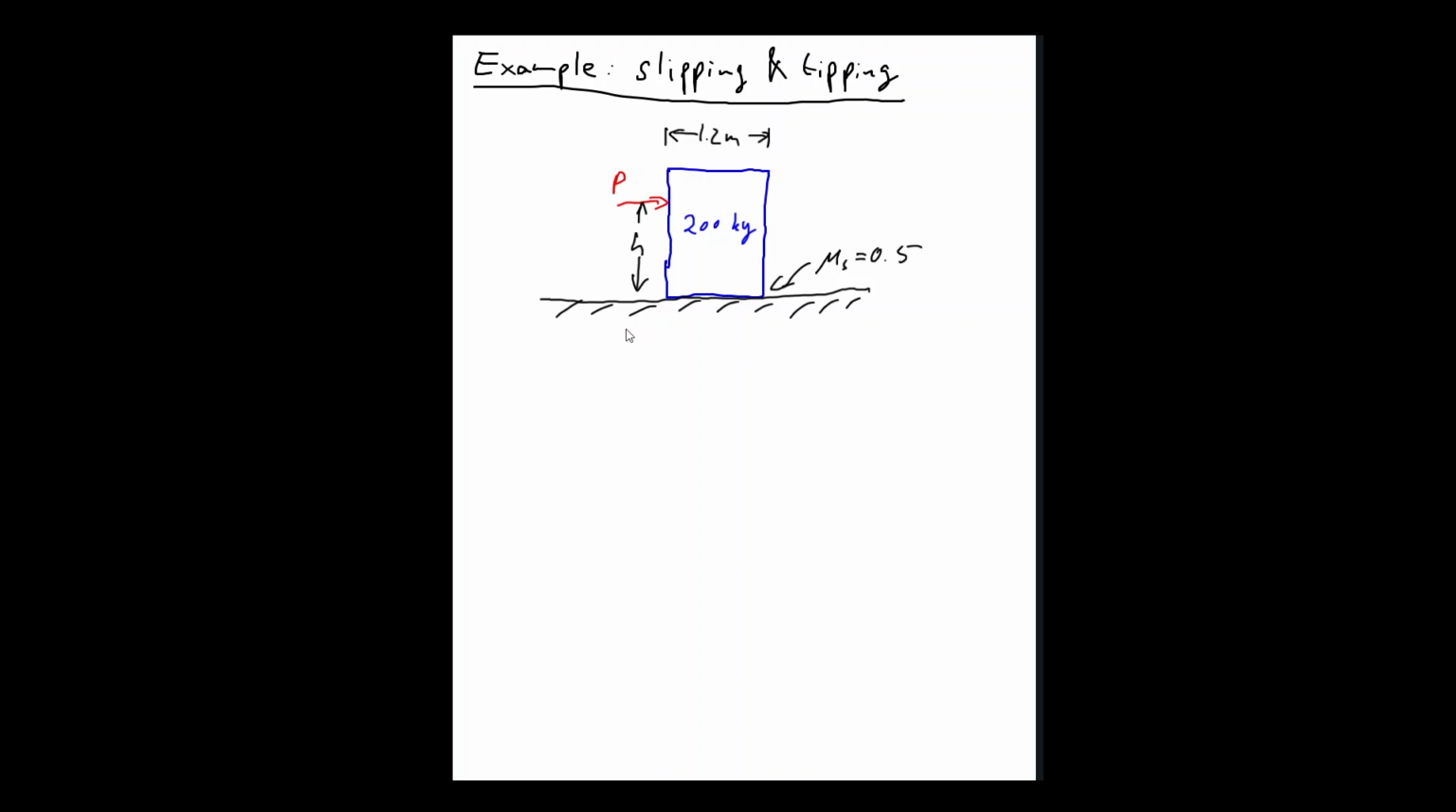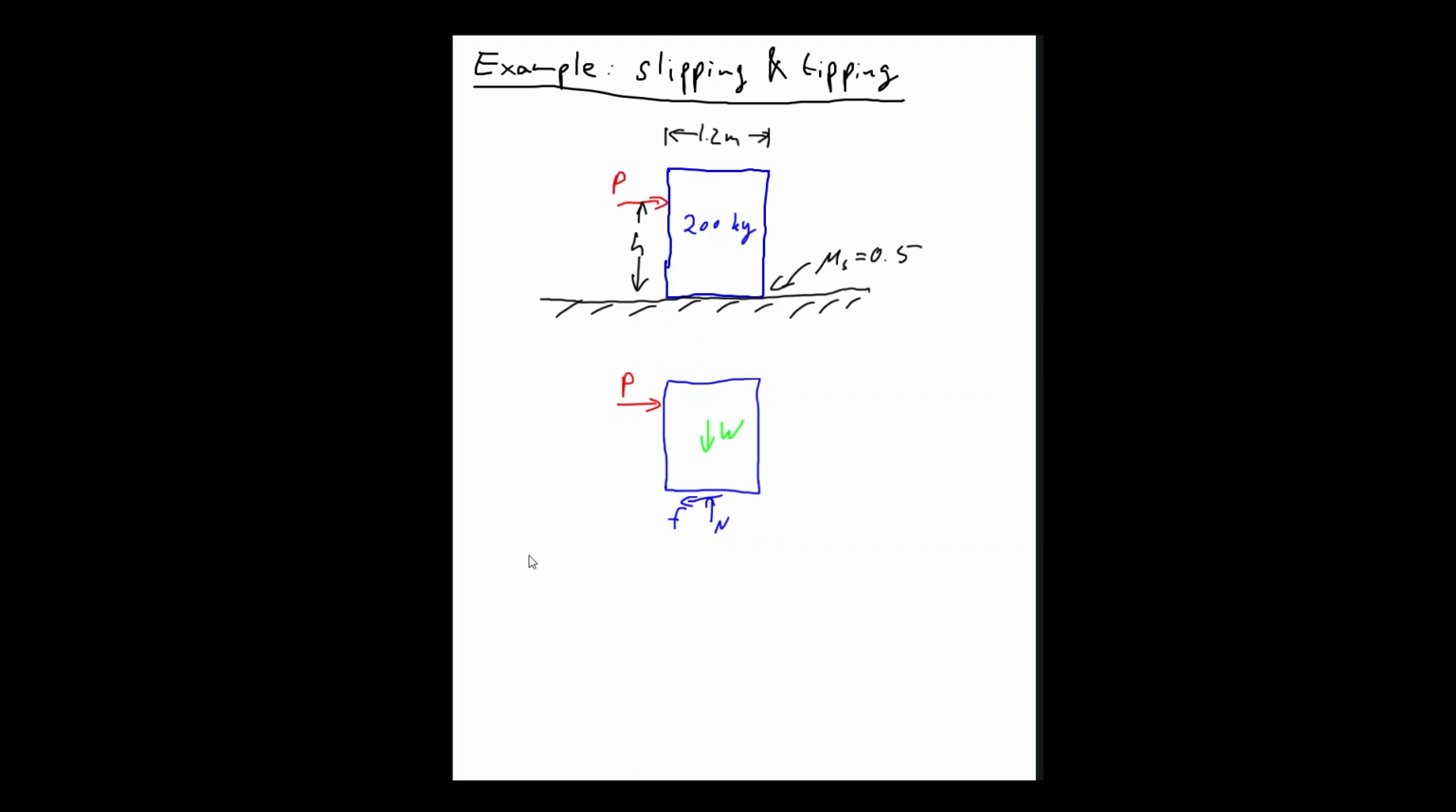So let's draw a free body diagram for the slipping case. So we have, of course, our normal force and our friction force. We have our P right here, and then of course we have the weight of the box, W. So now if we want to get P, we need to know what F is. For F, because it's at impending motion, we need N. So let's solve for N first.